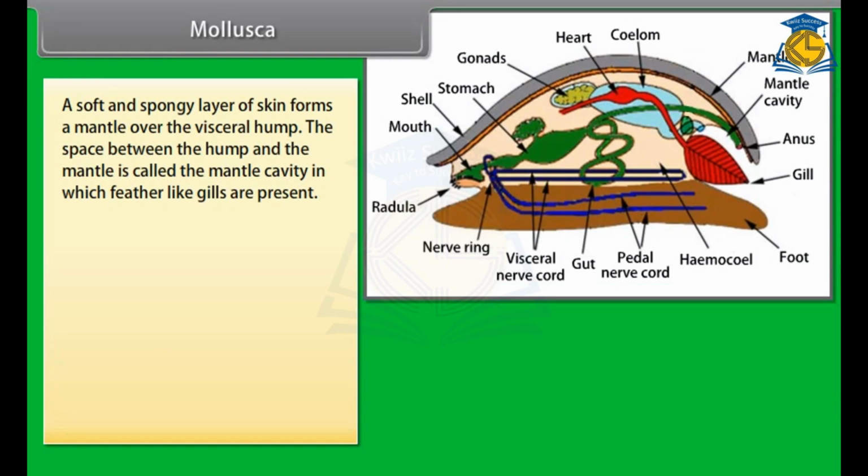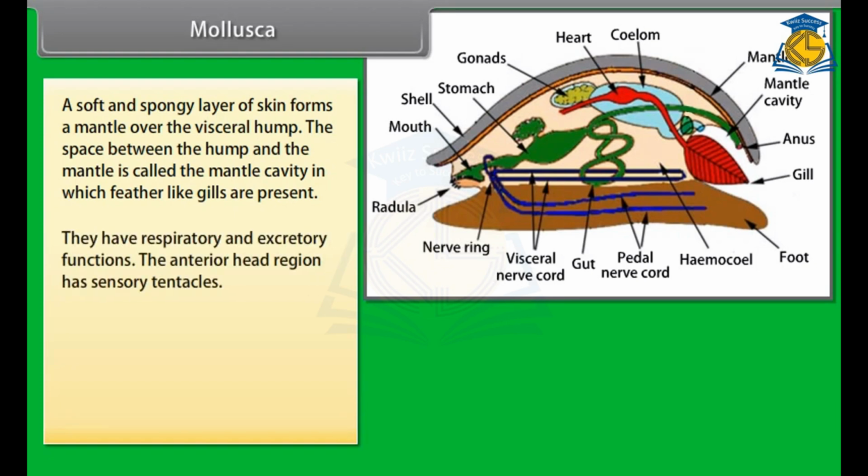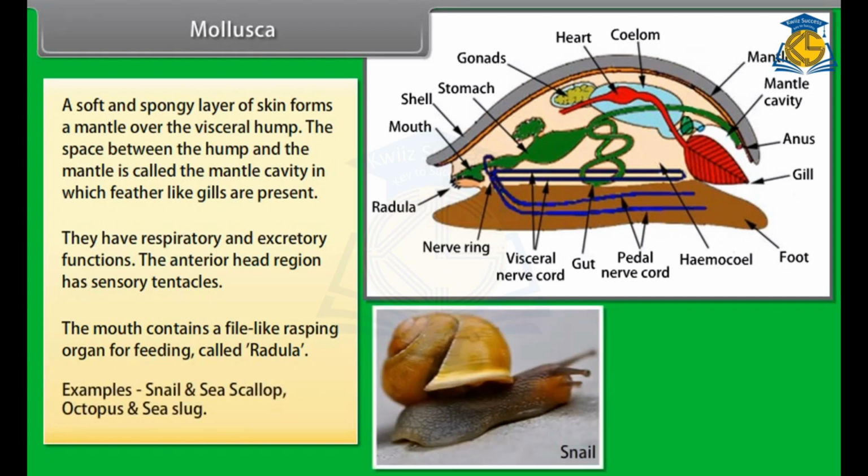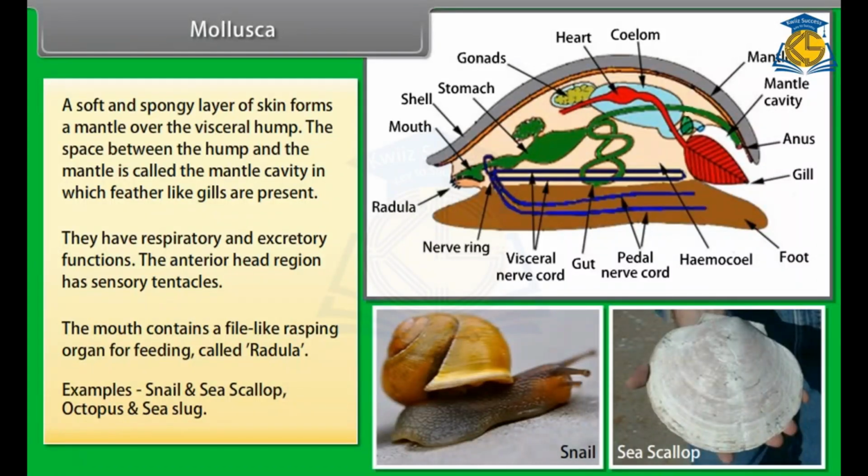The space between the hump and the mantle is called the mantle cavity, in which feather-like gills are present. They have respiratory and excretory functions. The anterior head region has sensory tentacles. The mouth contains a file-like rasping organ for feeding called radula. Examples: snail and sea scallop, octopus and sea slug.